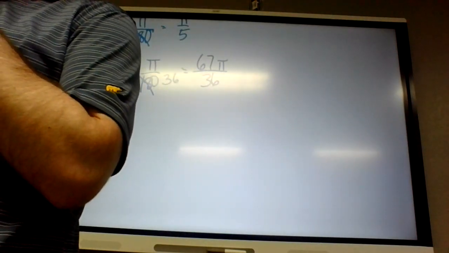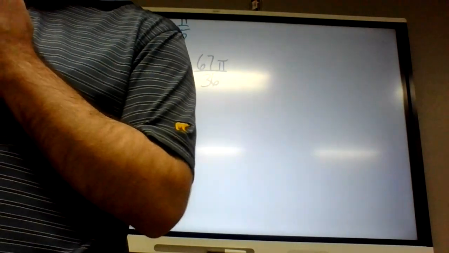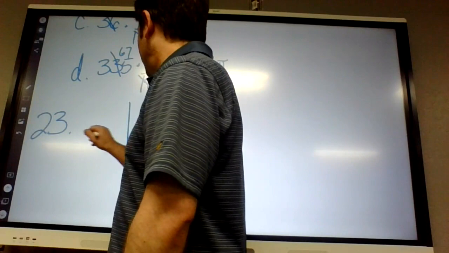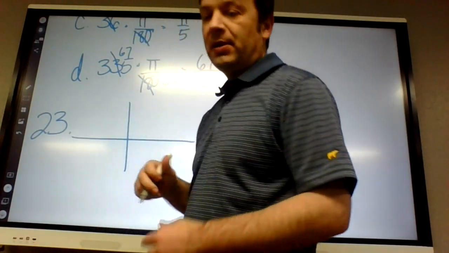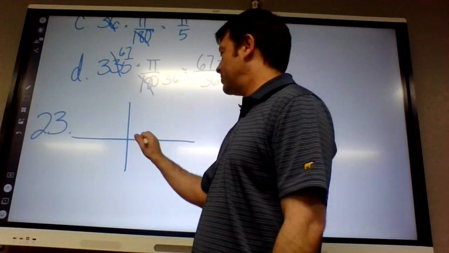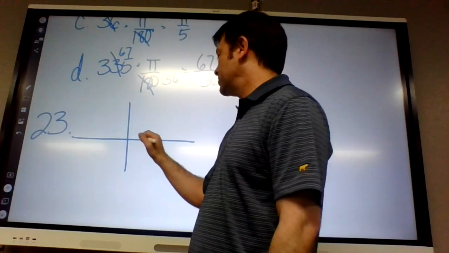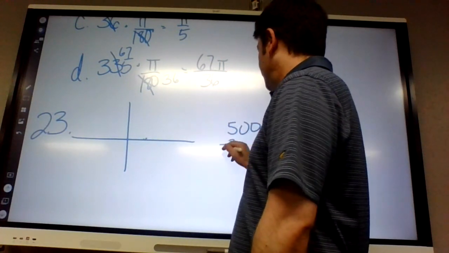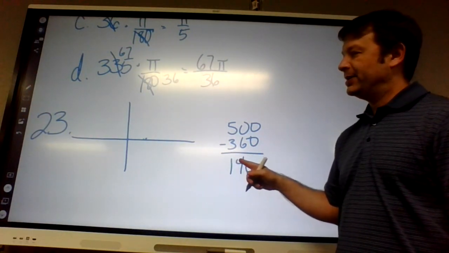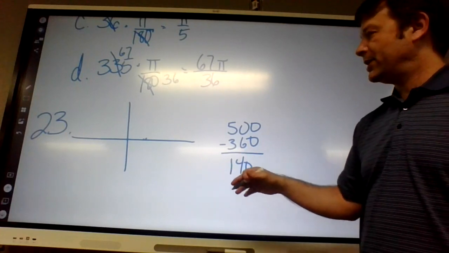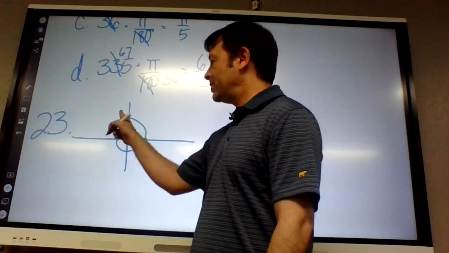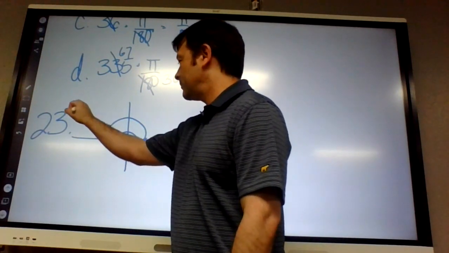Okay, 23. Draw the standard position angle with the given measure and state the measure of its reference angle. Been a while since we've done this, reference angle. So we're supposed to be doing a 500 degree angle. Remember, we start here at 0. Where's 500 going to be? Well, it's more than 360, so it's going to be more than one loop. It's 140 degrees past 360. So where's 140 at? Yeah, this is 180, so it's 40 degrees short of 180.